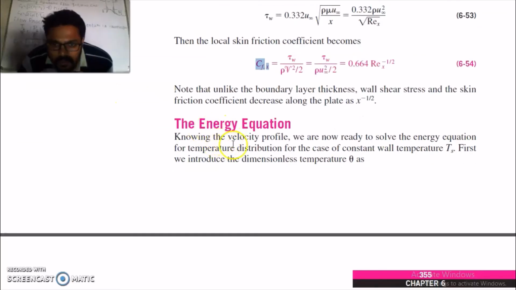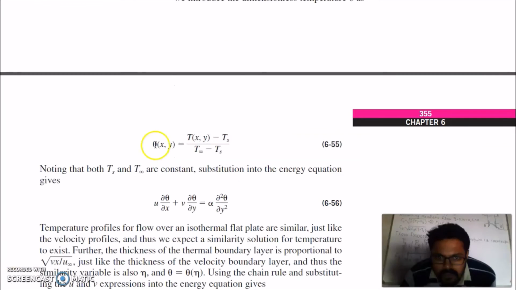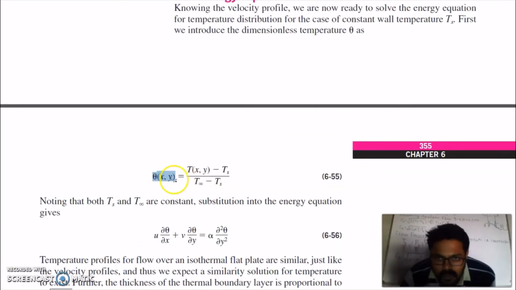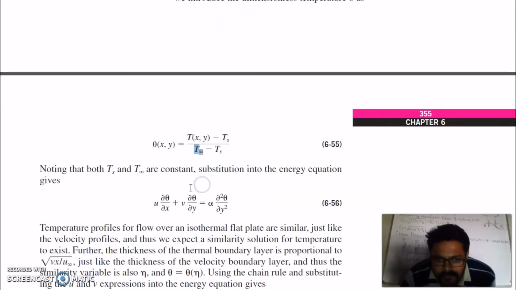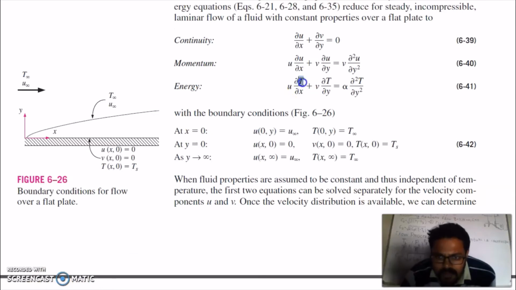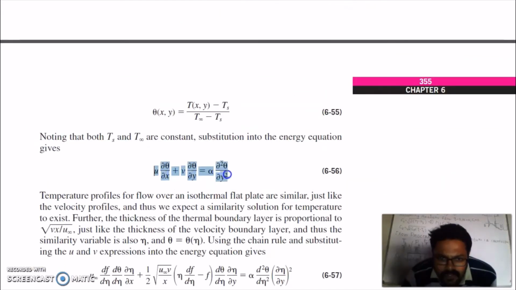Energy equation. Knowing the velocity profile, we are now ready to solve the energy equation for the temperature distribution for the case of constant wall temperature Ts. First we introduce the dimensionless temperature theta, the same as we introduced in the case of the velocity profile. So theta of x, y is the dimensionless temperature, which is T(x, y) minus Ts by T infinity minus Ts, where Ts and T infinity are constants. Ts is the surface temperature, T infinity is the free stream temperature. So substitute the dimensionless theta instead of temperature here, and you will get this equation.